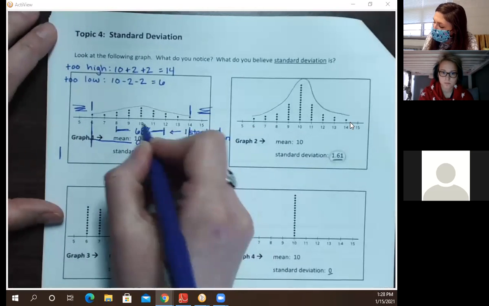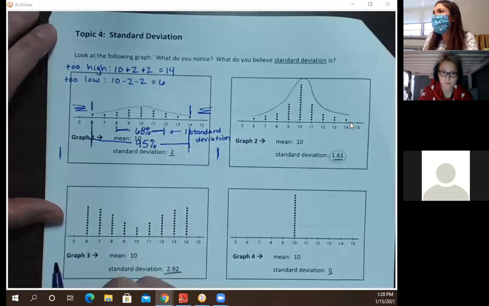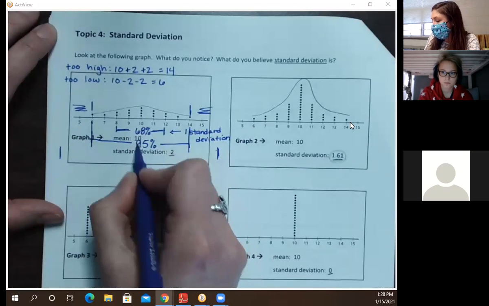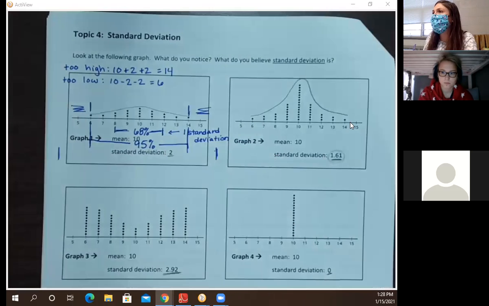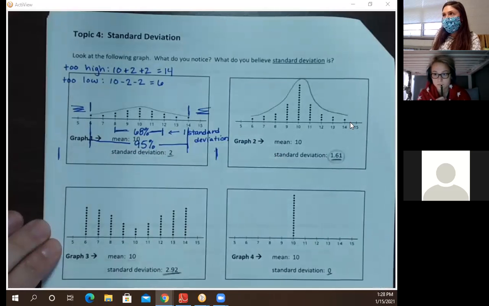You guys don't have to memorize these percentages, but I wanted to use them to talk about why we say those values would be too high or too low. Questions for me?